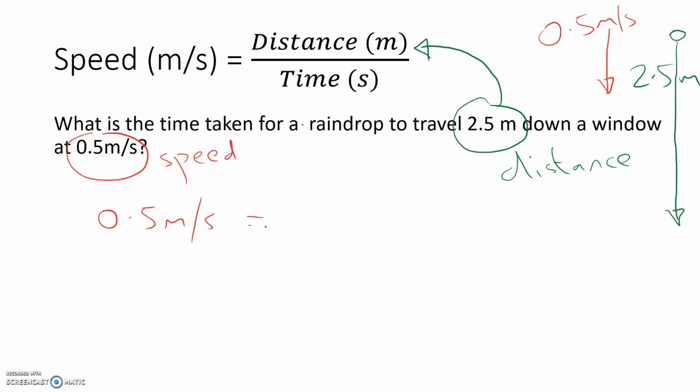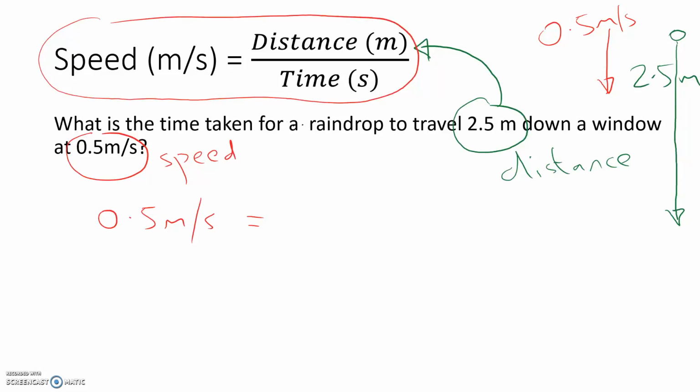Then we can write equals, because our formula tells us speed equals distance divided by time. So next we can put in our distance, and we know the distance, it's 2.5 meters. And our equation tells us that we need to divide that distance by the time. Now this time it's the time that we don't know. We don't know the time taken. We're asked to find out the time. So as we don't know the time, we need to write t, or time, in our equation.